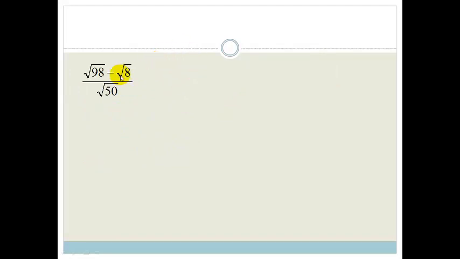Now, if you look at this example, again, we've got a minus. So what does that mean? It means we cannot bring these over each other. So what we're going to have to do is prime factorize each of these, find the prime factors of each of these, and then see what we can cancel.